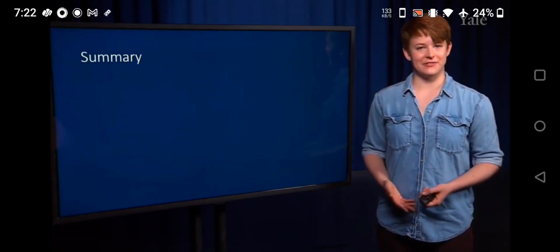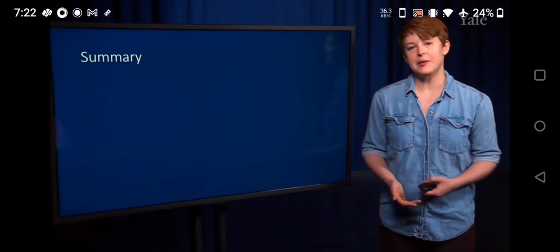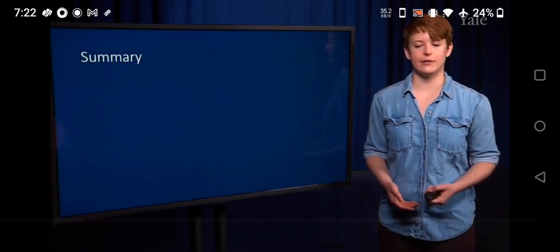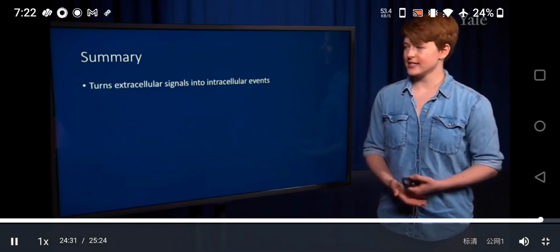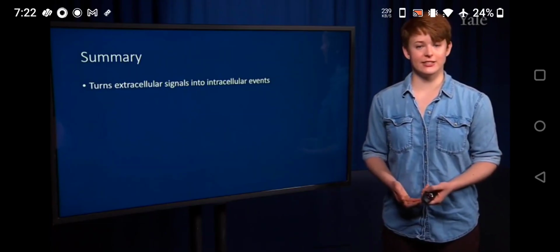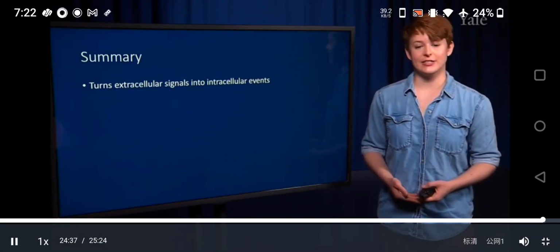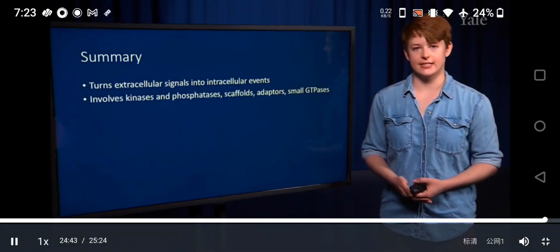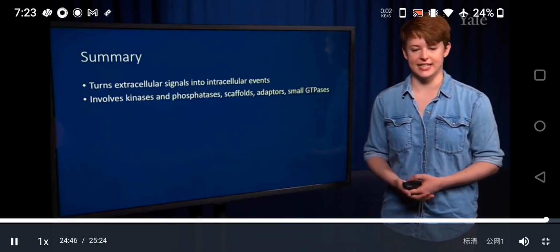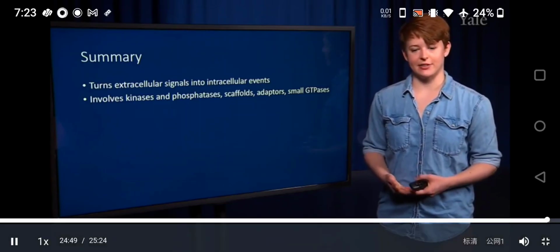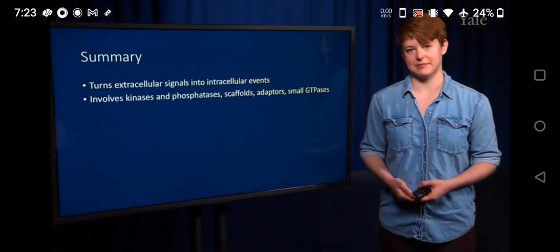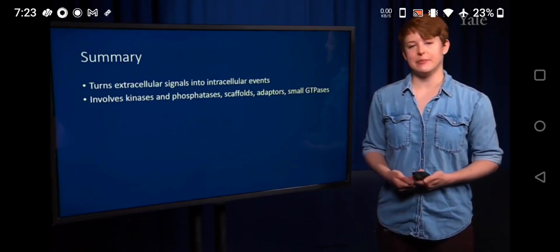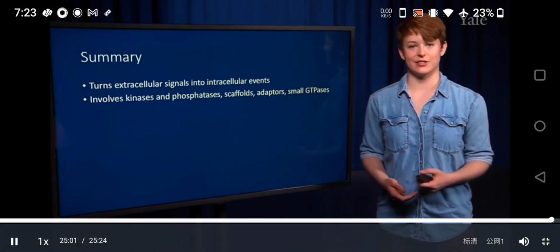Okay, so we went over a lot of different pathways today, but I want you guys to focus on a few themes. So overall, in summary, we saw that signaling turns an extracellular signal into intracellular events. It also involves these enzymes called kinases and phosphatases, which add or subtract phosphate groups, as well as scaffolds and adapter proteins, which help bring different signaling proteins together, and GTPases, which help act as molecular switches in signaling.